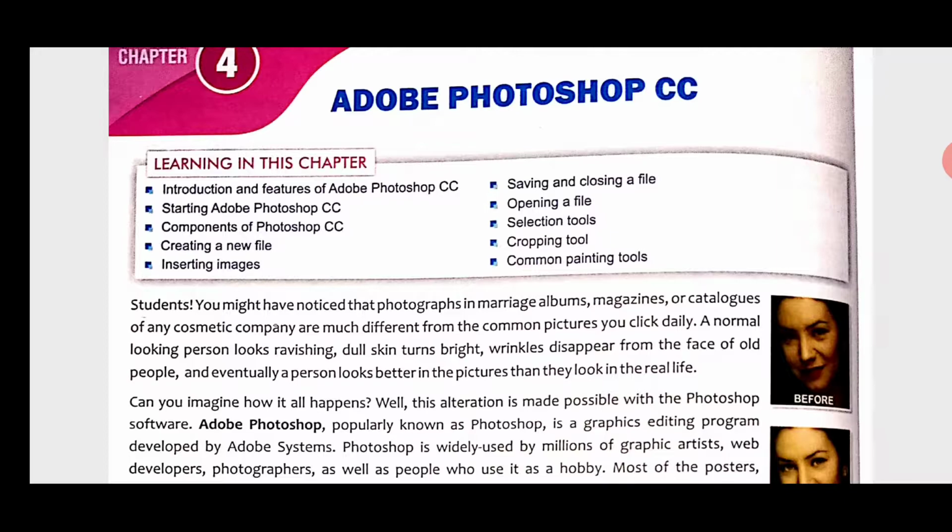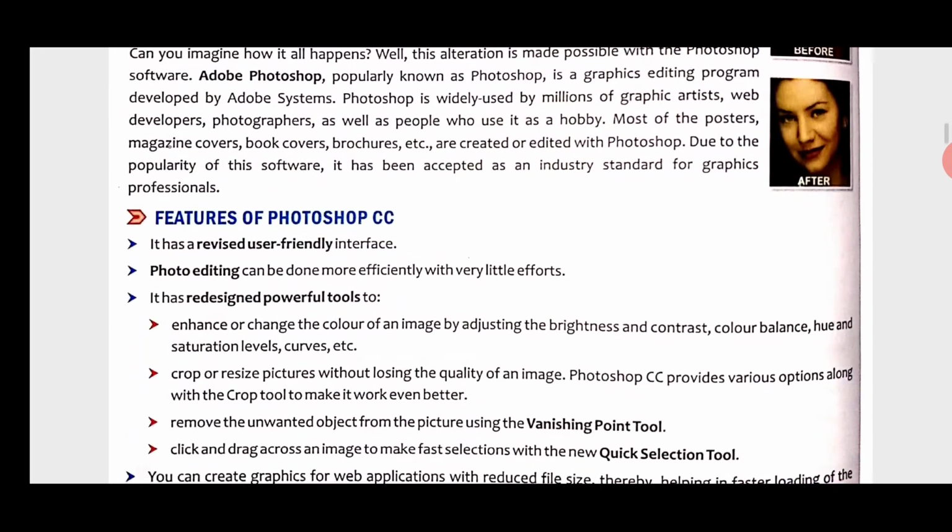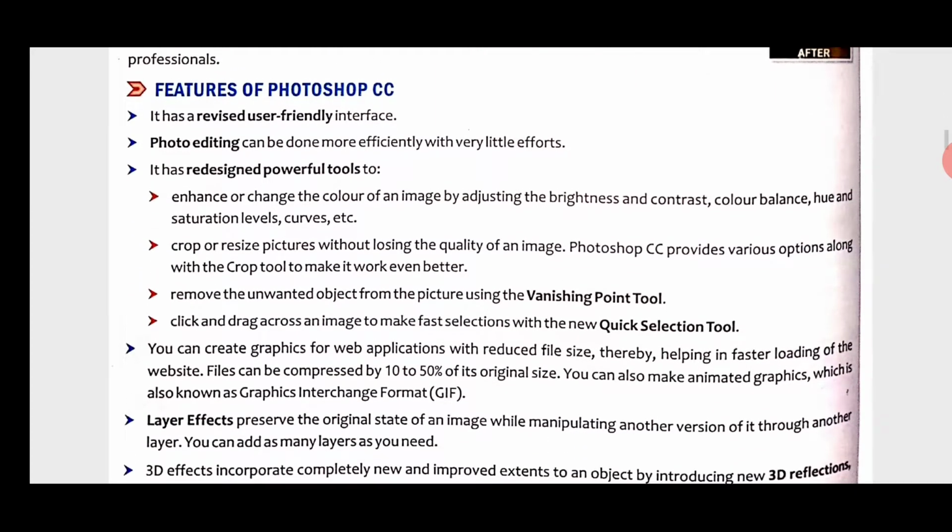Photoshop is widely used by millions of graphics designers, web developers, photographers, as well as people who use it as a hobby. The credit for the invention of Adobe Photoshop goes to Thomas Knoll, who invented the first version of Photoshop in 1987, which was known as Display Program. The default extension of an Adobe Photoshop file is .psd. The latest version is popularly known as Adobe Photoshop CC. It was released in August 2018. Now we can see what the features of Photoshop CC are. So here are the features.